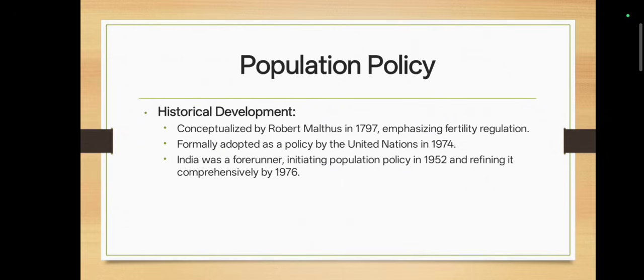Next is population policy. The concept of population policy dates back to Robert Malthus in 1797, who emphasized fertility regulation to prevent overpopulation. The United Nations formally adopted population policy in 1974. India was far ahead, initiating its population policy in 1952 and refining it comprehensively in 1976. Later in 2000, the National Population Policy emphasized women's education, empowerment, child health, and collaboration with NGOs. This policy also encouraged male participation in family planning.